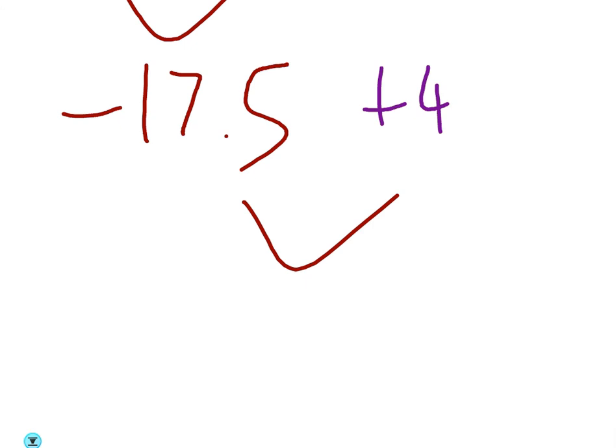So if it was negative 17.5 minus 4, it would be negative 21.5. But I haven't heard the right answer yet. Yes, negative 13.5. All right. Remember, you're moving closer to 0 on the number line, so when you add a positive to a negative number, the answer should be closer to 0.